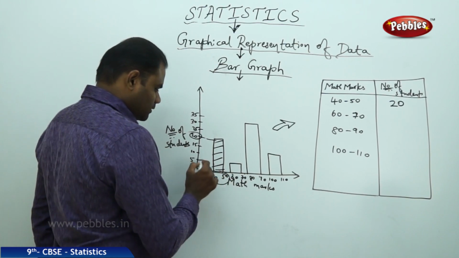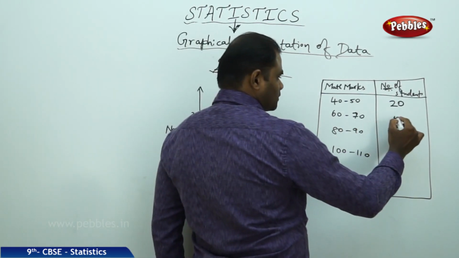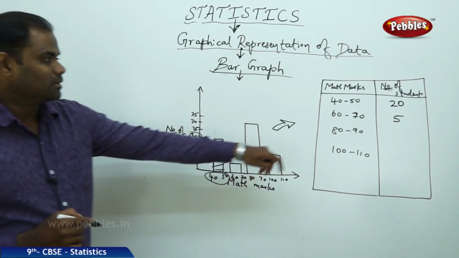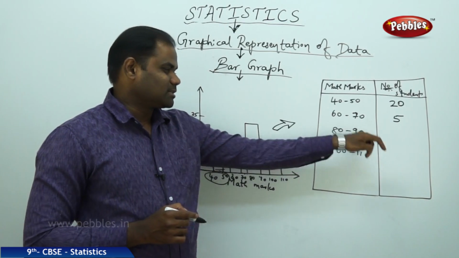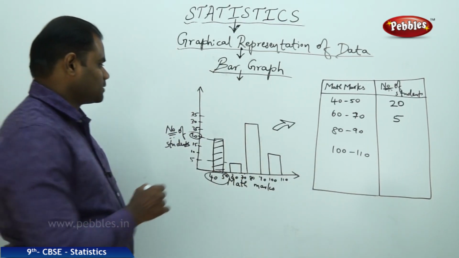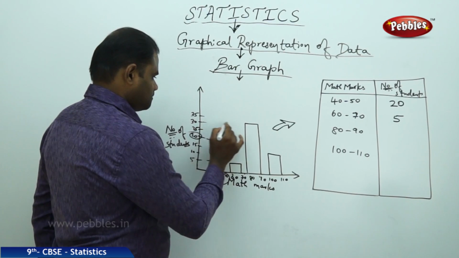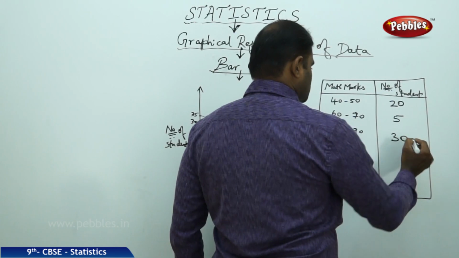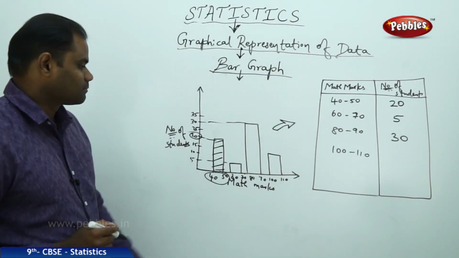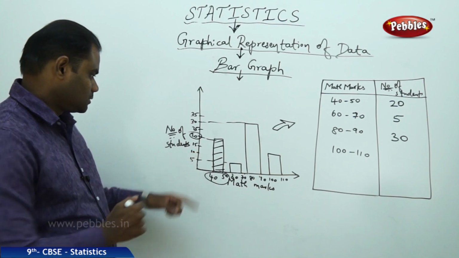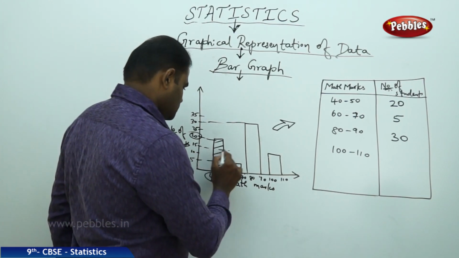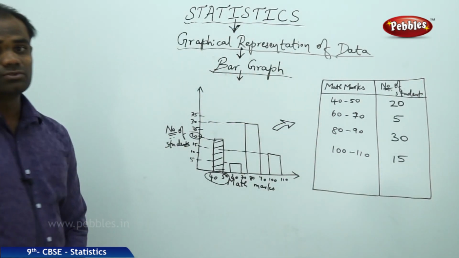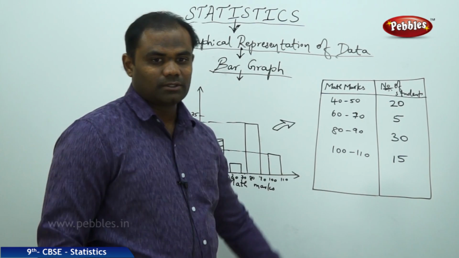The 60 to 70 gets elevated up to 5. So I see the tip of the bar touching the value on y-axis, which gives me the number of students being 5. Next, 80 to 90 touches at 30. I understand this touching at 30. So there are 30 students who got between 80 and 90. And 100 to 110, I see this touching up to 15. So I have 15 students who got the marks between 100 and 110.